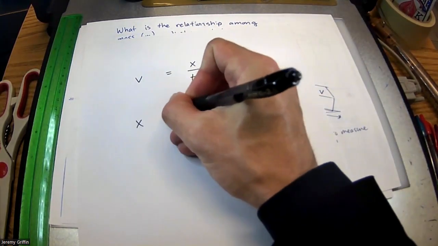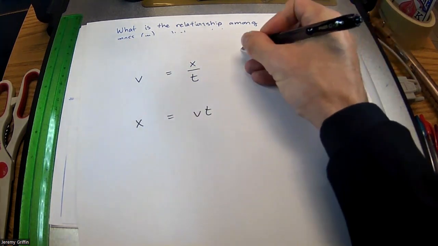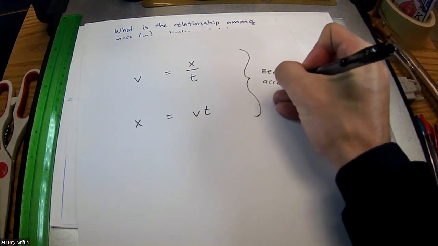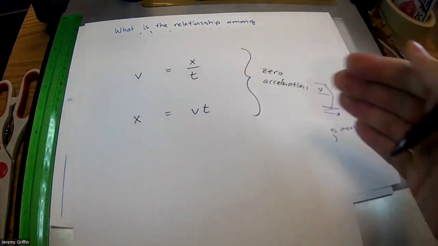Can I rearrange it like this? This equals speed times time. So this is for 0 acceleration. Those are two perspectives on the same thing, right?